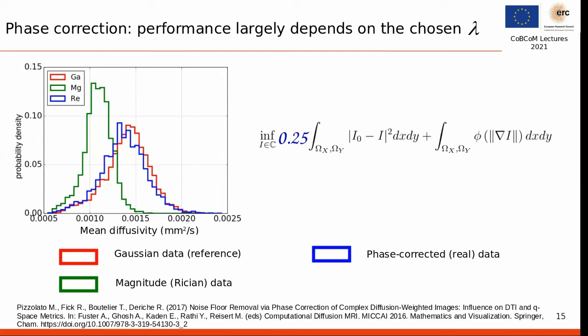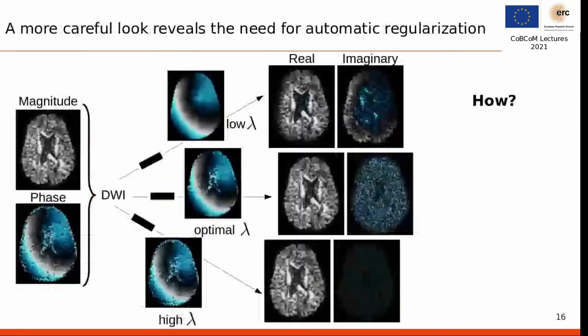However, on the other hand, this slide is telling us that we really need to be careful when we choose this regularization amount, because we can achieve at best a suboptimal regularization and a suboptimal unbiasing of actually our diffusion metrics like the mean diffusivity. So a more careful look reveals the need for automatic regularization.